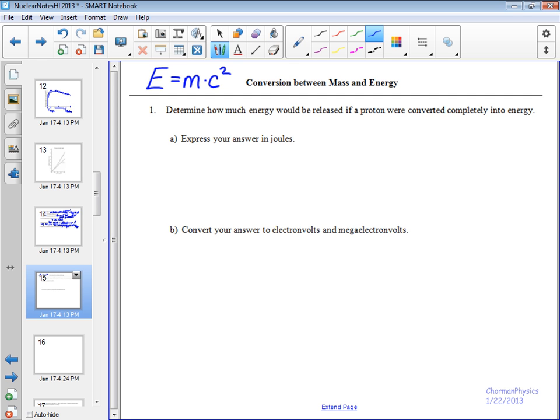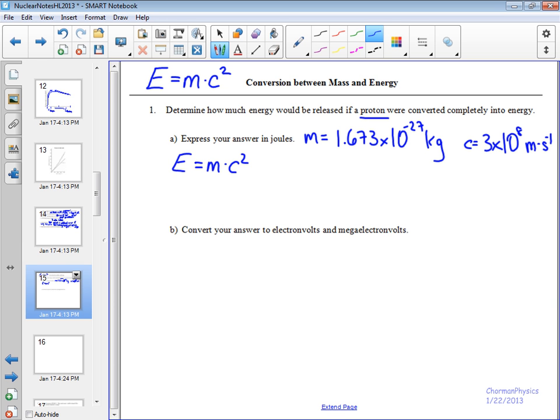Knowing that a proton has a certain mass, we want to determine how much energy would be released if the proton were completely converted into energy. So we begin with the mass of a proton, which is equal to 1.673 times 10 to the negative 27 kilograms. We also know the speed of light, c, which is 3 times 10 to the 8th meters per second. And so we calculate the energy released using these two variables, and when you do that, we end up with this much energy.